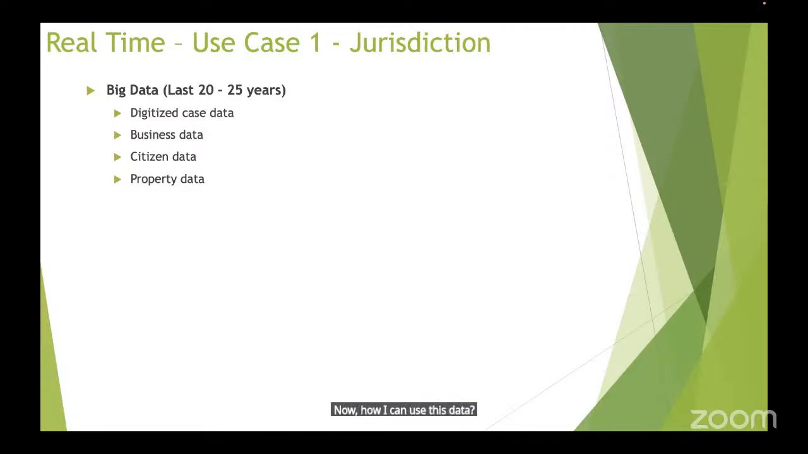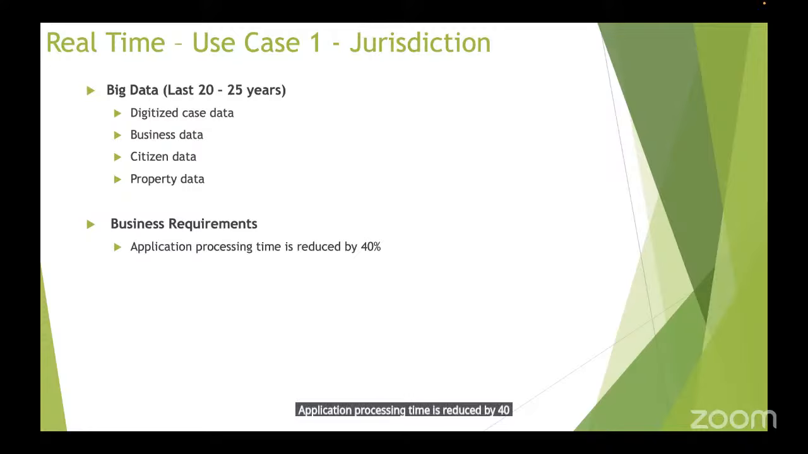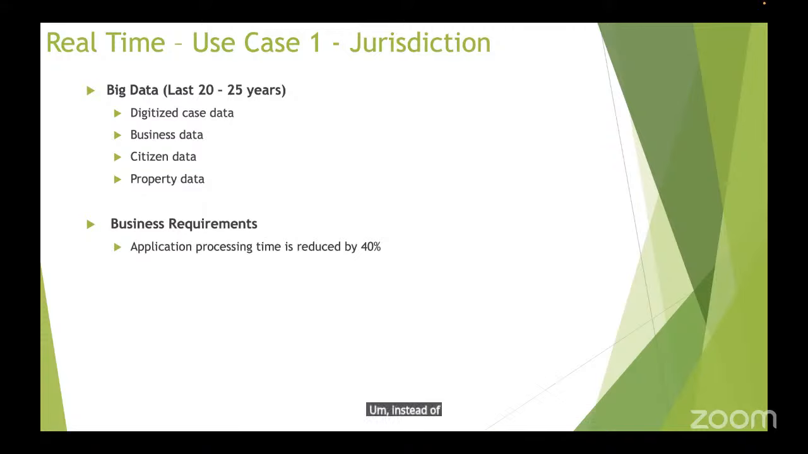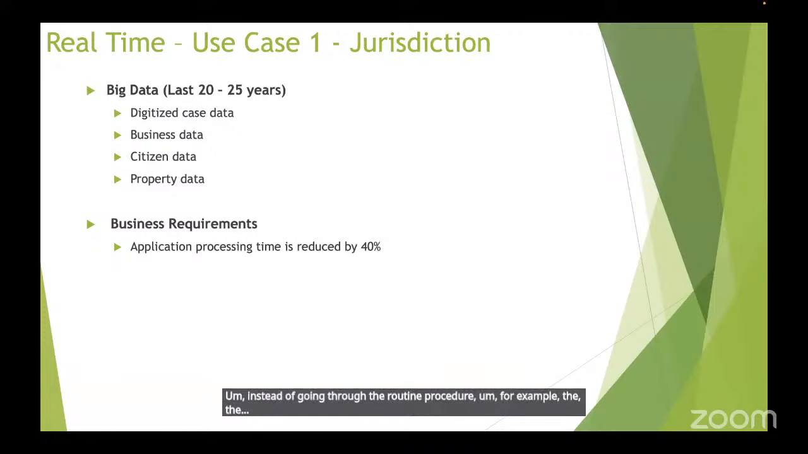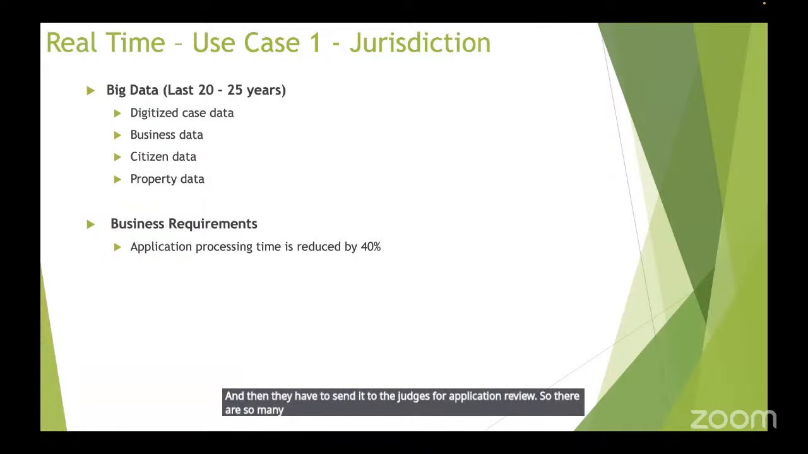And my requirement, if you ask what my business requirement is: application processing time is to be reduced by 40%. For example, if you submit a new application for any case, instead of going through the routine procedure, the court admin officer will receive the application. They have to go through everything, the document check, everything. And then they have to send it to the judges for application review. So there is so much manual handling in the process.